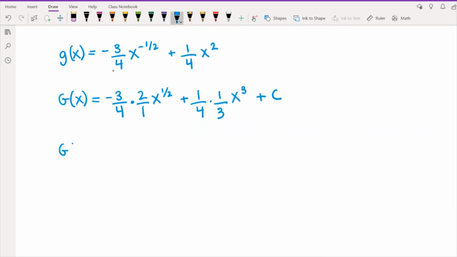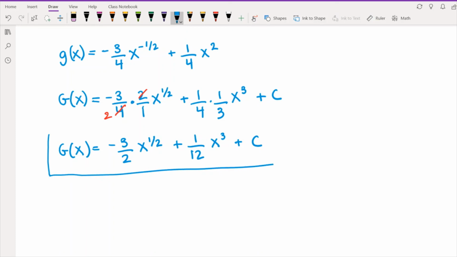So let's clean this up a little bit. For this first one, we can simplify here: this 2 and this 4, this can become a 2. And so we'll be left with -3/2 x to the 1/2. And then here we'll have plus 1/12 x cubed, plus c. And if you wanted to, you could then rewrite this as a square root of x. I'm just going to leave it like this for now.